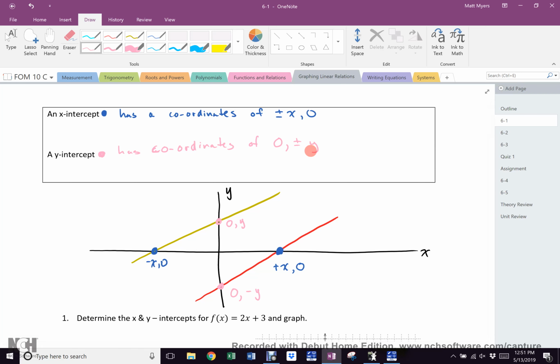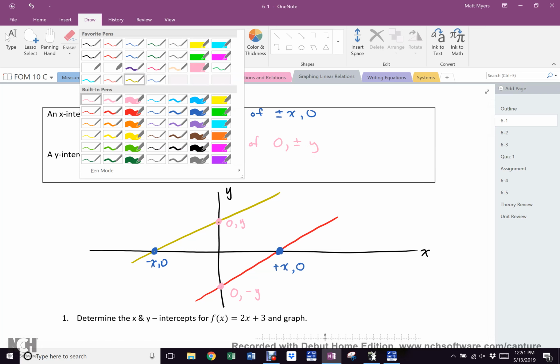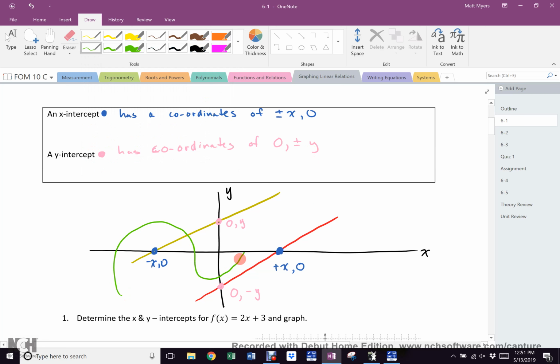All of them. What if my line was, I got to use a color I haven't used yet. What if my line was curvy? Is that a y-intercept? What is its coordinate? 0, negative y. How many x-intercepts does that curvy line have? How many? 1, 2, 3, 4. What are all of them? X, positive or negative x, and 0. Which ones? All of them.